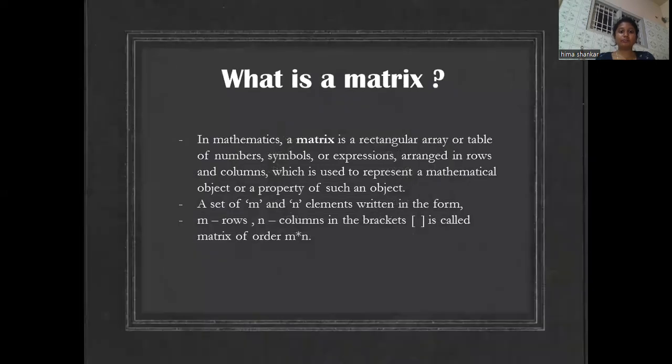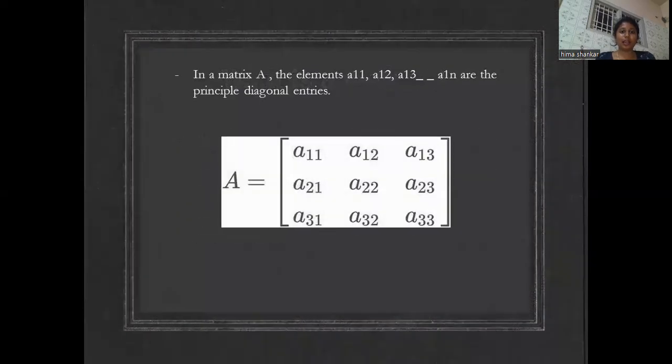What is a matrix? In mathematics, a matrix is a rectangular array or a table of numbers, symbols, or expressions arranged in rows and columns, which is used to represent a mathematical object or a property of such an object. A set of m into n elements written in the form of m rows and n columns in brackets is called a matrix of order m into n. In a matrix, the elements A11, A12, A13 and so on up to A1n are the principal diagonal elements.